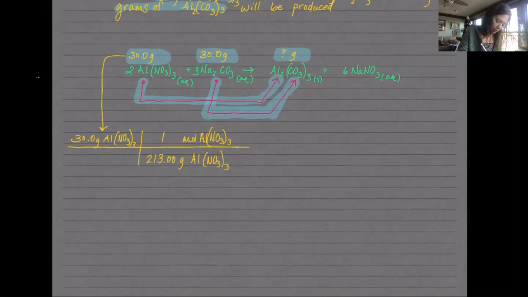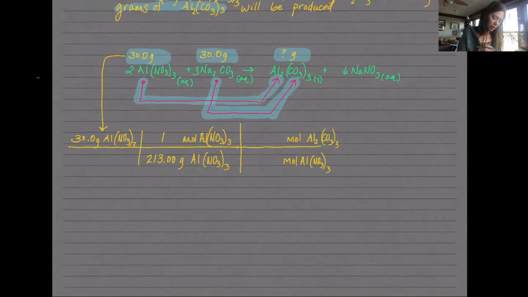Now, why did I convert my grams to moles? Well, in any stoichiometry problem, we want moles so that we can use our mole to mole ratio, moles of what we have to moles of what we need, okay? And up there, my question mark is at aluminum carbonate. So that, in fact, is what I need, all right?